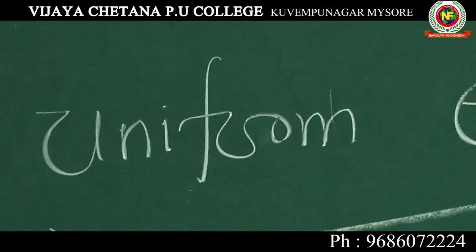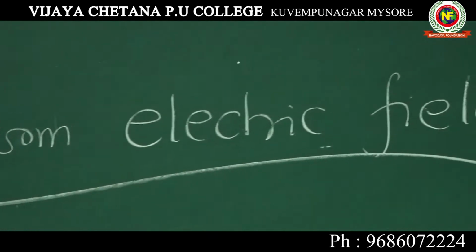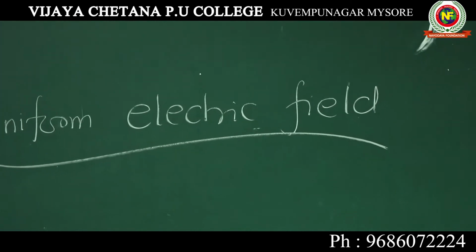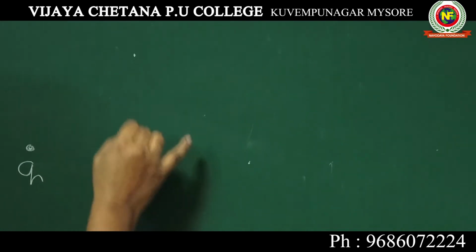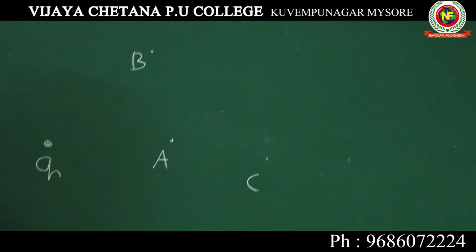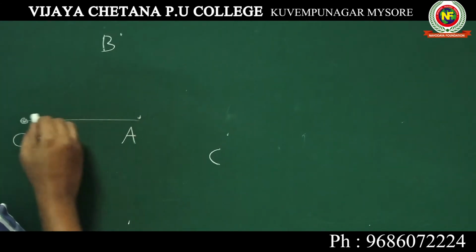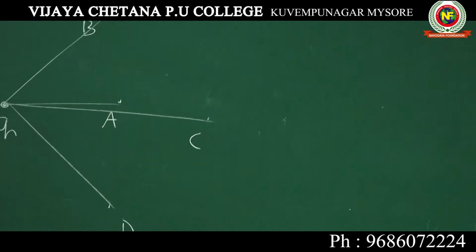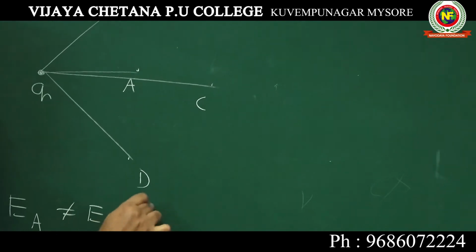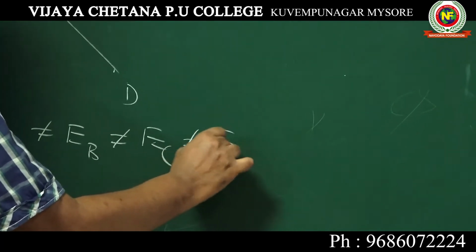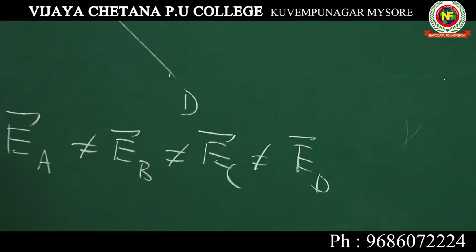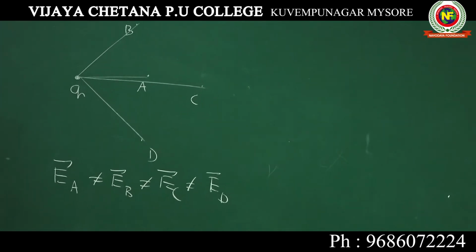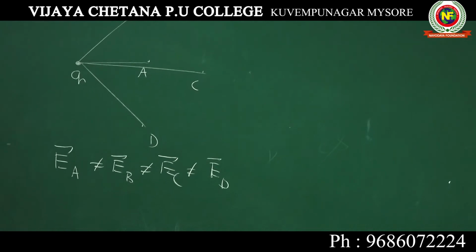In the beginning of this lesson, we saw that a single charge, monopole, always produces a non-uniform field. If you consider a single charge producing the field, at two different points, call them A, B, C, D, so many such points, at each and every point you will find a different intensity. Intensity at A is not the same as intensity at B, not the same as intensity at C, not the same as intensity at D. Either they will differ in terms of magnitude or in terms of direction or maybe both. Therefore, a single charge can never produce a uniform electric field.